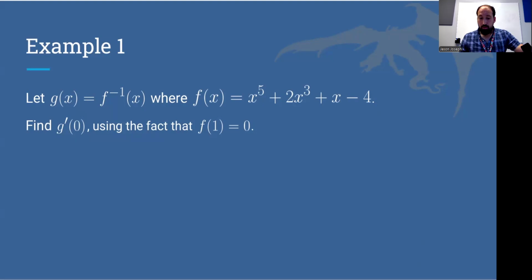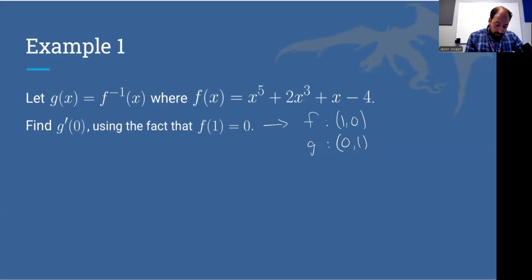Okay, so this means our point on the graph of f is the point (1, 0). And so on the graph of g, we'll have the point (0, 1). So this is that (a, b) point we were talking about.